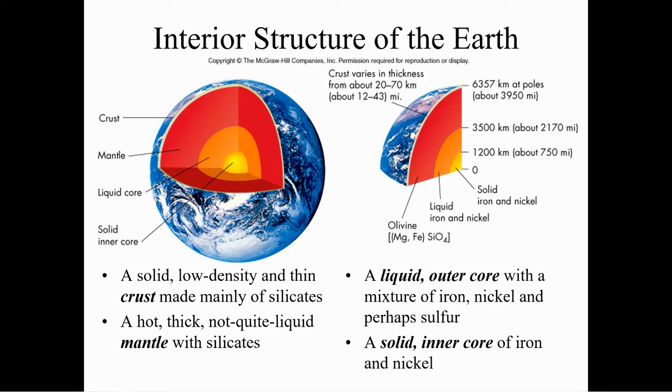So, with all this in mind, on the Earth, we have a crust, a mantle, a liquid core, and that solid inner core. A solid, low density, and thin crust made mainly of silicates. This is where most of our silicates are on the surface. And then we have a hot, thick, not quite liquid mantle, which is here. A liquid outer core with a mixture of iron, nickel, and perhaps sulfur, and a solid inner core of iron and nickel. Okay, here they are. And here are some of the elements that make up these areas of the Earth.